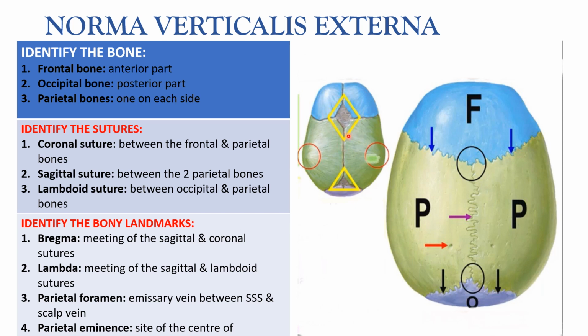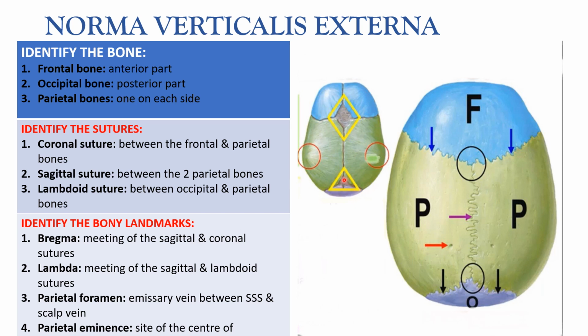months. Then we looked at another bony landmark called the lambda. Lambda is between the sagittal suture and the lambdoid. We said the lambda is also related in the infant to the posterior fontanelle, which closes at 6 months.